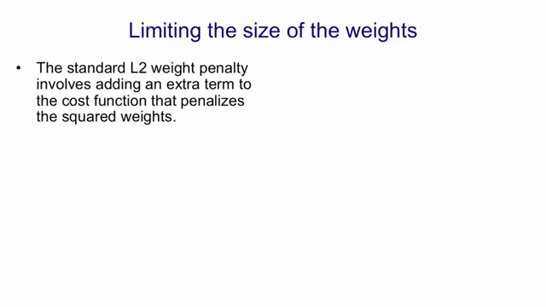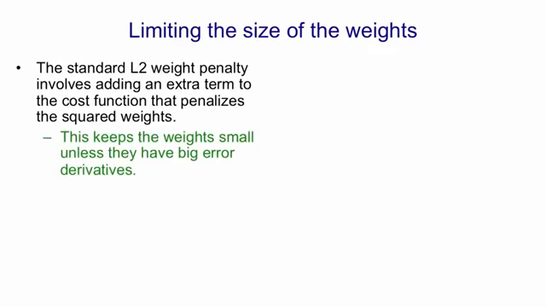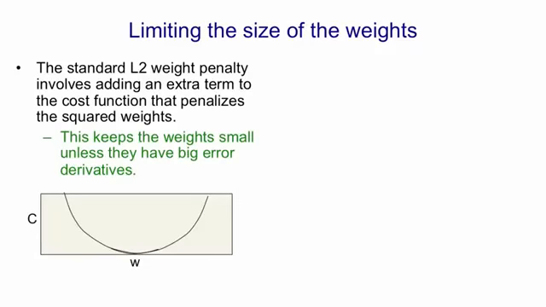The standard way to limit the size of the weights is to use an L2 weight penalty, which means that we penalise the squared value of the weight. This is sometimes called weight decay in the neural network literature, because the derivative of that penalty acts like a force pulling the weight towards zero. This weight penalty keeps the weights small unless they have big error derivatives to counteract it. So if you look at what the penalty term looks like, as the weight moves away from zero, you get this parabolic cost.